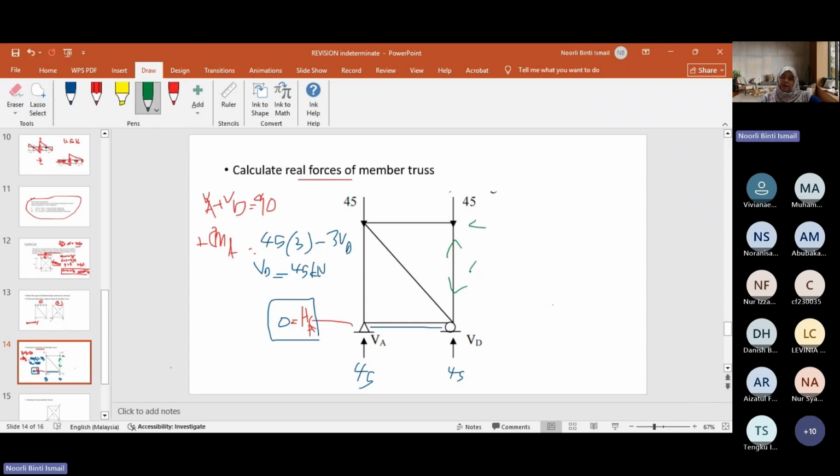Compression or tension? Negative, positive ni. Look at the outer parts. Okay, this one is the member truss. So this is the direction. So at the outer part, they will be compressed. And they compress. So negative lah. So this one negative.